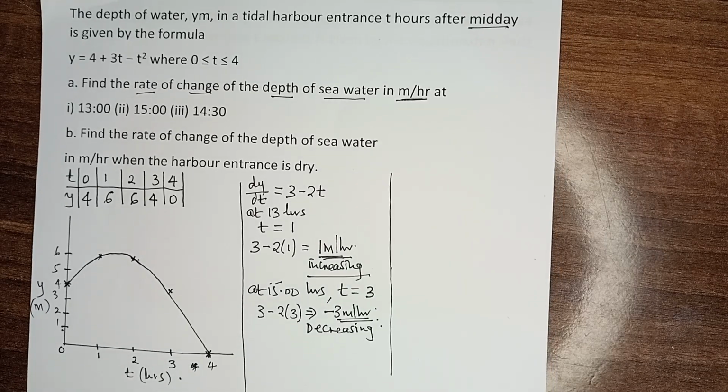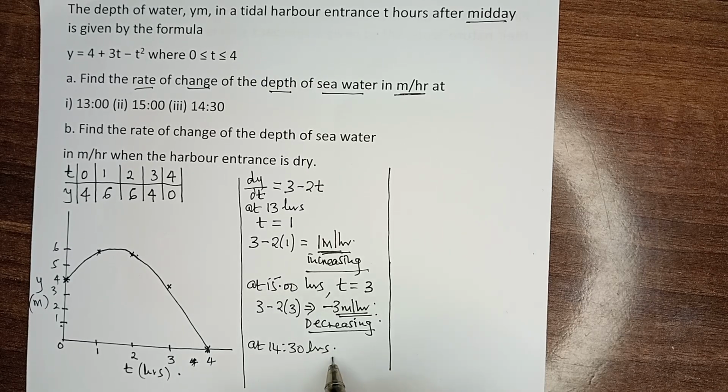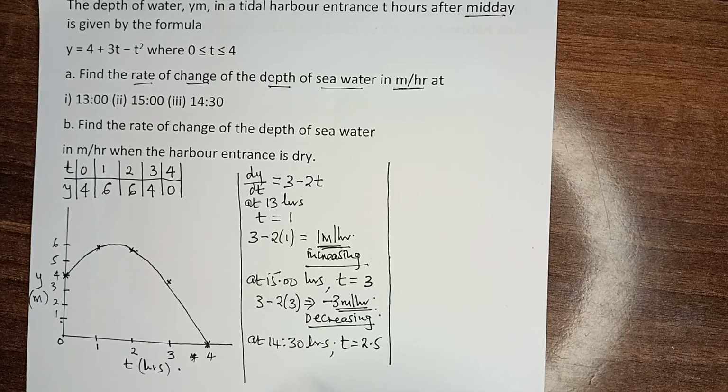And as you can see now, we have at 14:30 hours. How many hours after midday? In this case, t is equal to 2.5, because from 12 to 14:30 is 2 hours and a half, 2.5. Again, substituting in the gradient function, which is 3 minus 2t, 2.5.